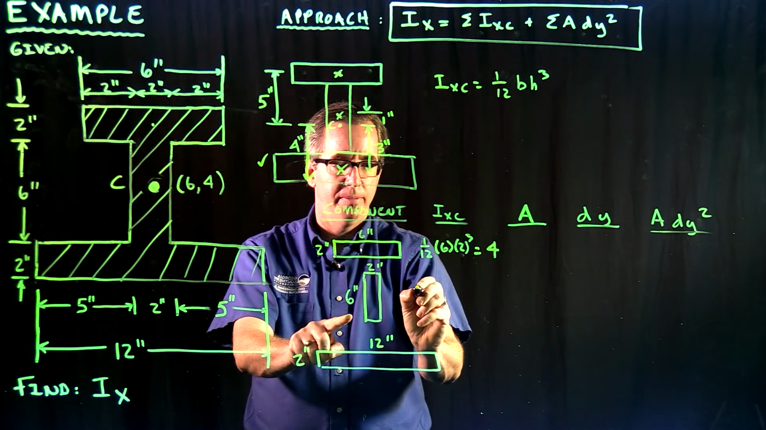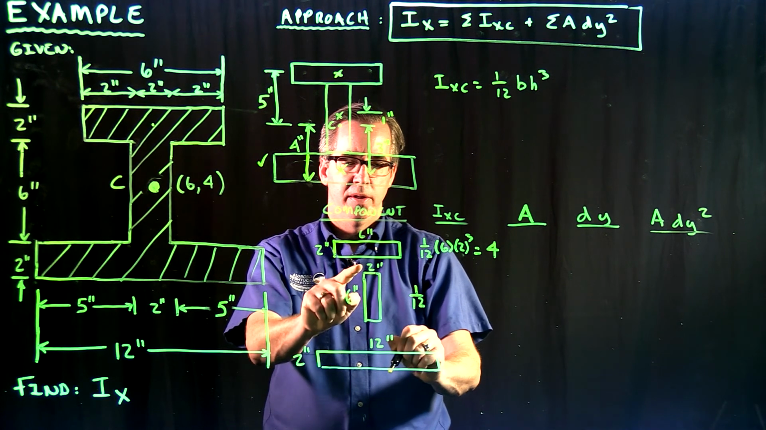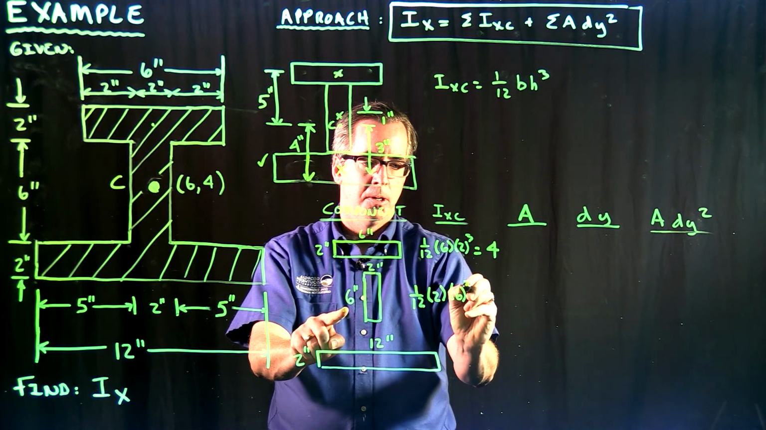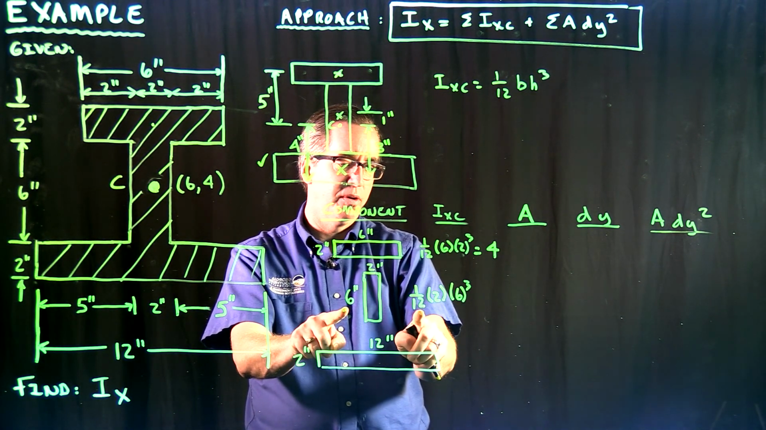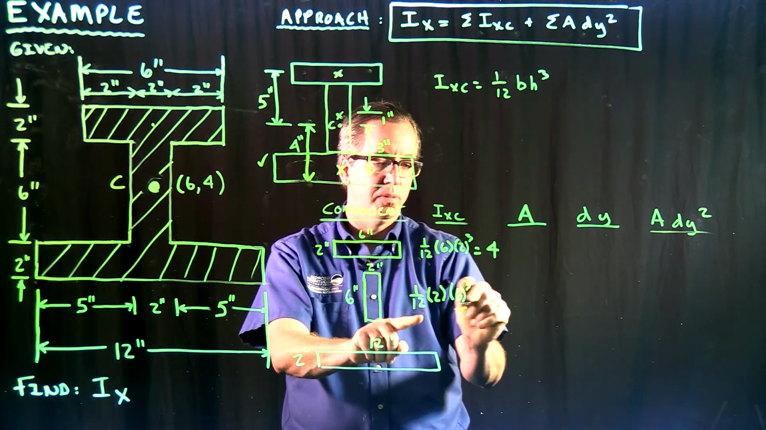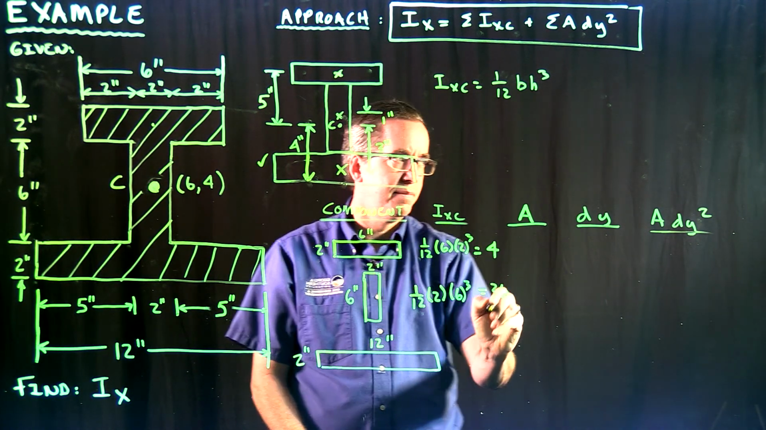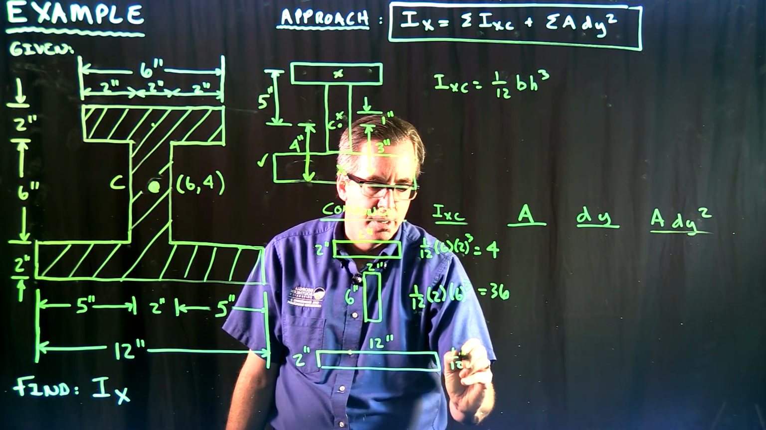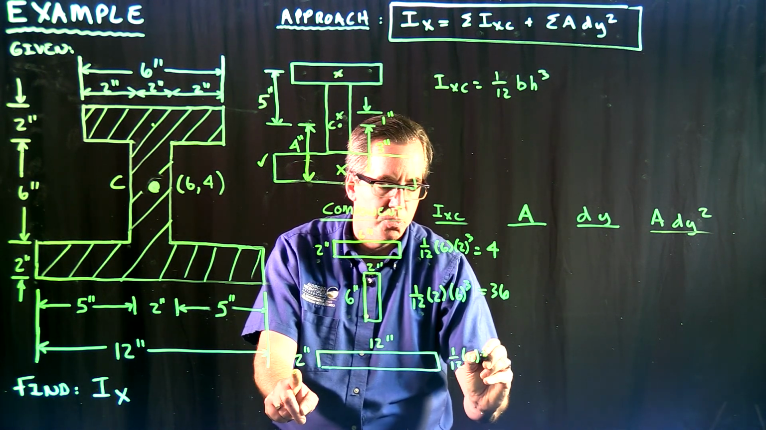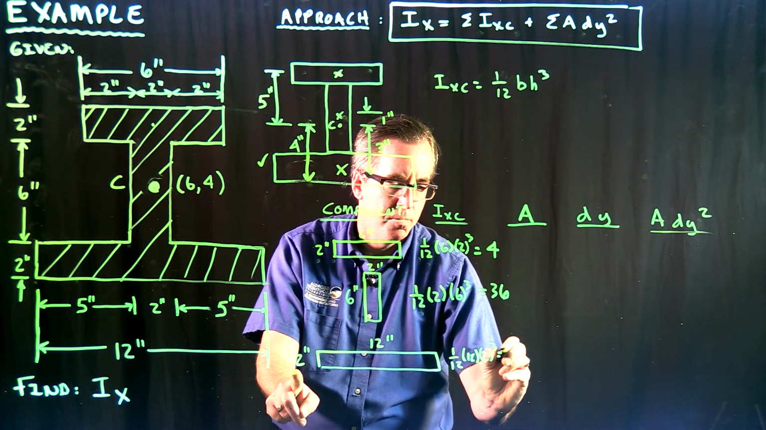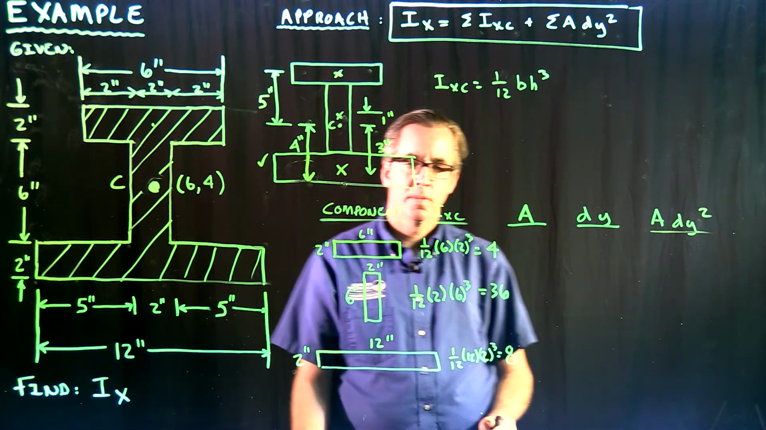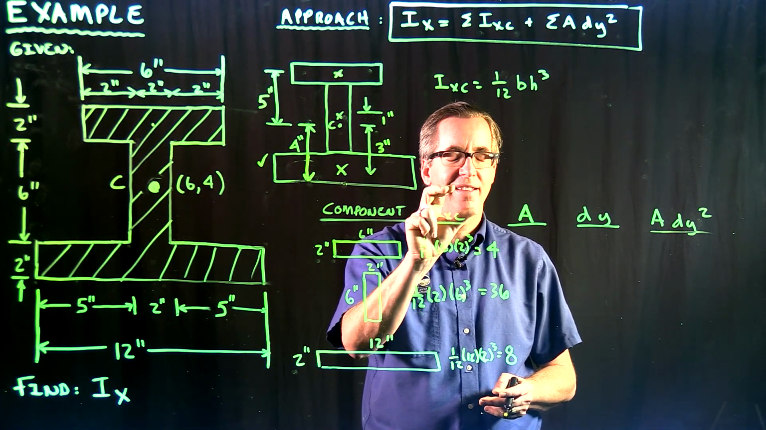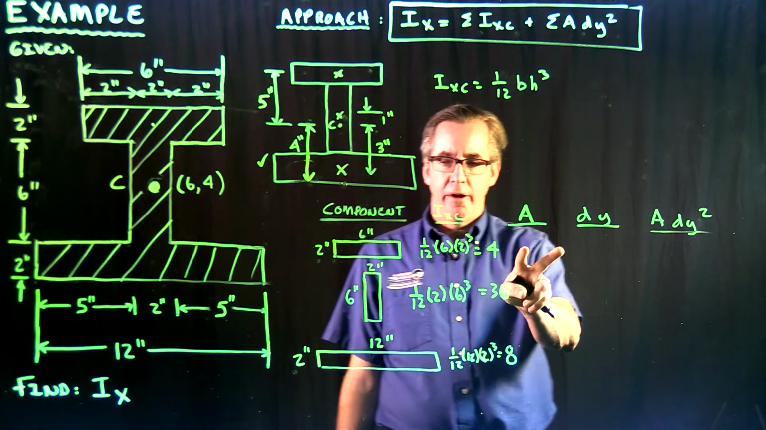Let's do the same thing for this rectangle. We have the 1/12, the base is 2, the height is 6. So 2 over 12 is 1 over 6, and then we have 6 cubed, so that comes out to be 36. And then on this one here, we're going to have 1/12 times 12 times 2 cubed, which will come out to be 8. So for each of these individual components, we've calculated the moment of inertia about the x-axis at the centroid.